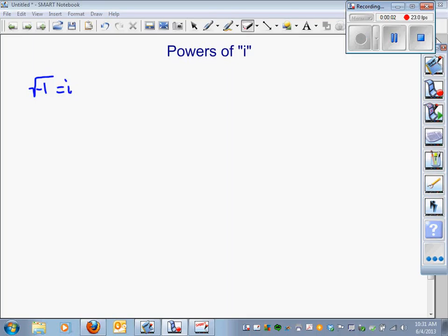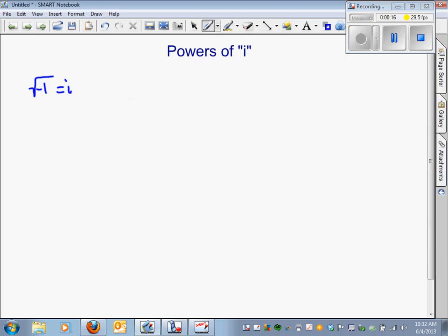Not only can we take powers of numbers, we also can take powers of this imaginary number that we now know called I. We know by definition that the square root of -1 is what gives us I. Keep in mind, that does not mean that I is equal to -1. I does not equal -1, I equals the square root of -1. It's a very common misconception, but you have to keep in mind that definition.